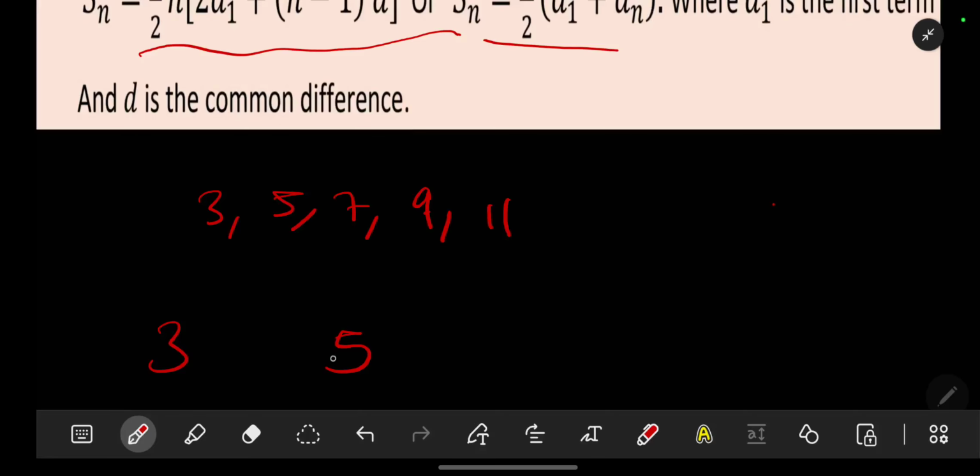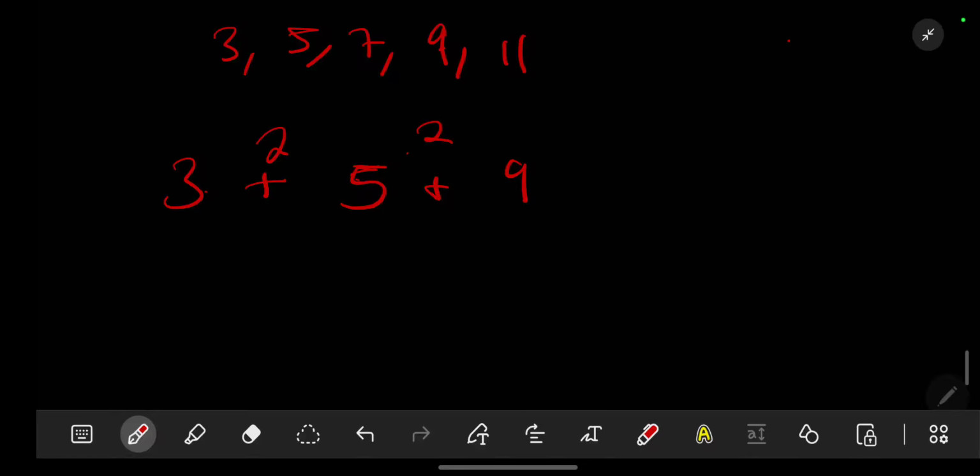So what is the pattern? The common difference, remember, is the difference between 5 and 3. 5 minus 3 is 2, so the bridge is 2. So if you add 2 here, and add 2 here, you're going to have 9. So basically that is the common difference. So now what is the pattern?